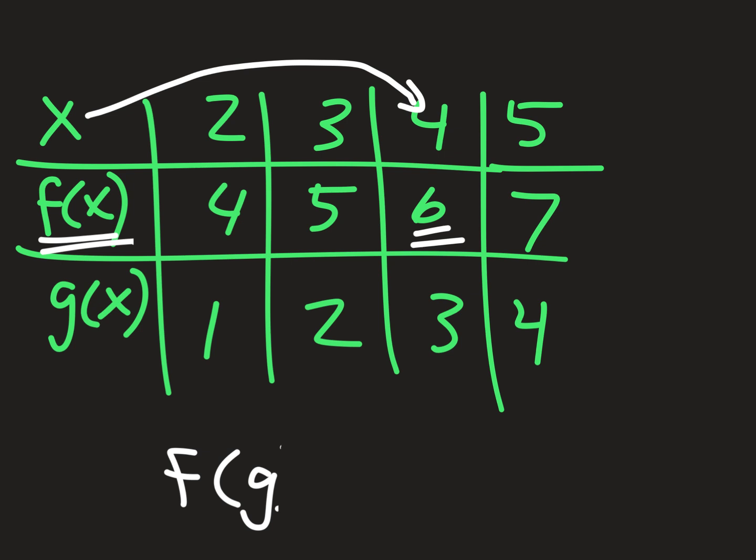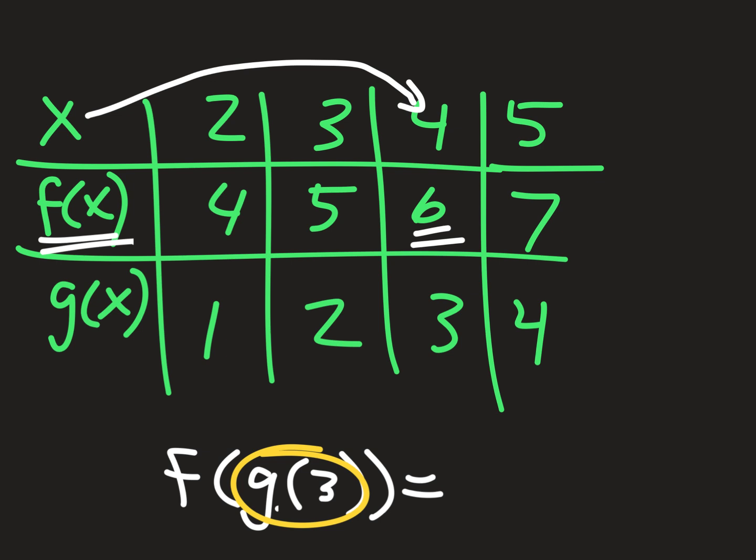F of g of 3. Pause for a second while you try that one. All right. I hope you did g of 3 first. And then all of a sudden, it's actually pretty easy.